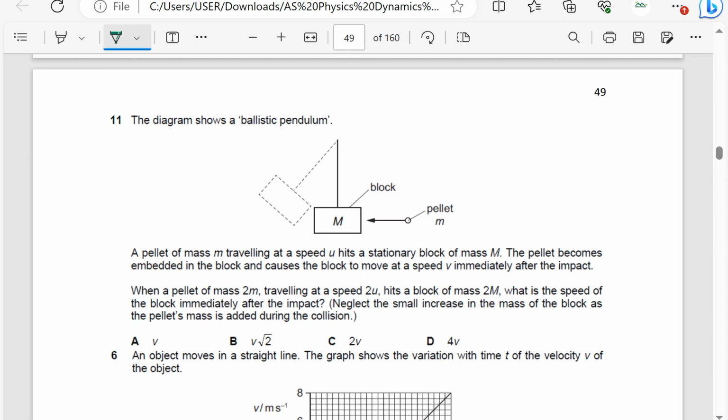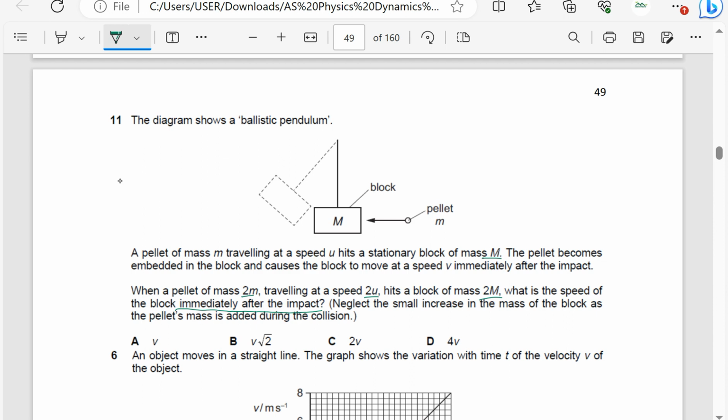The diagram shows a ballistic pendulum. A pellet of mass m traveling at speed u hits a stationary block of mass M. The pellet becomes embedded in the block and causes the block to move at a speed v immediately after impact. When a pellet of mass 2m traveling at a speed 2u hits a block of mass 2M, what is the speed of the block immediately after the impact? Neglect the small increase in the mass of the block as the pellet's mass is added during the collision.